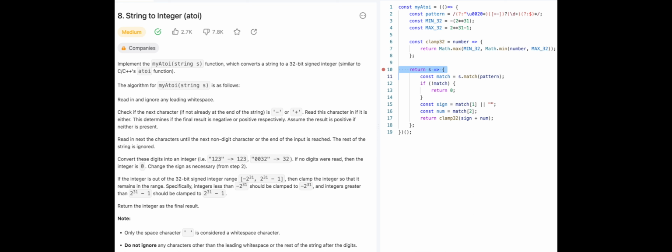LeetCode 8: String to Integer, atoi, in JavaScript. This one uses regular expressions. And we have a lot of downvotes on this one. It's a bad sign.